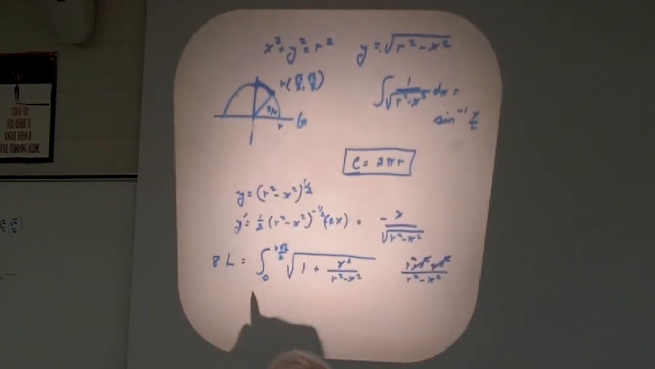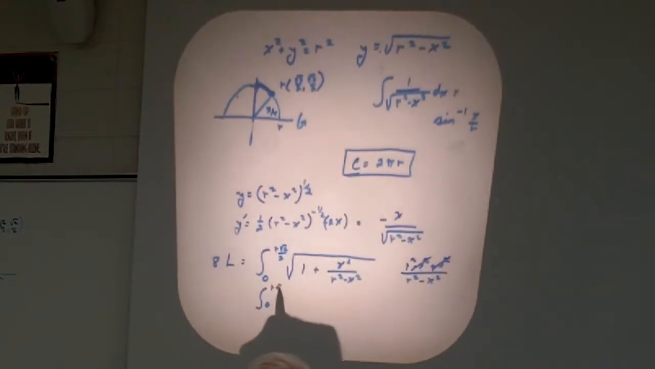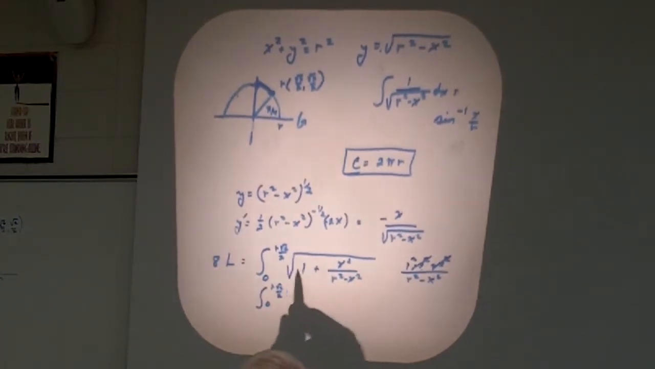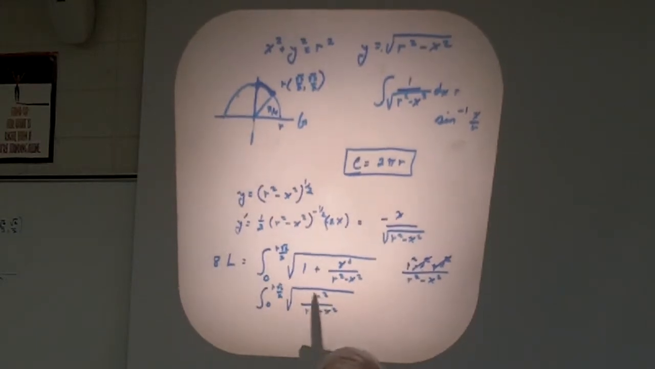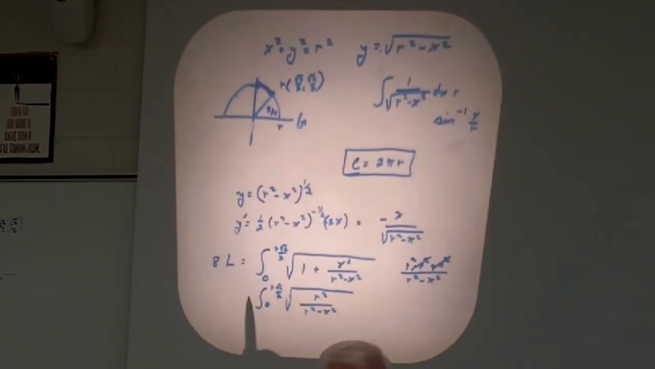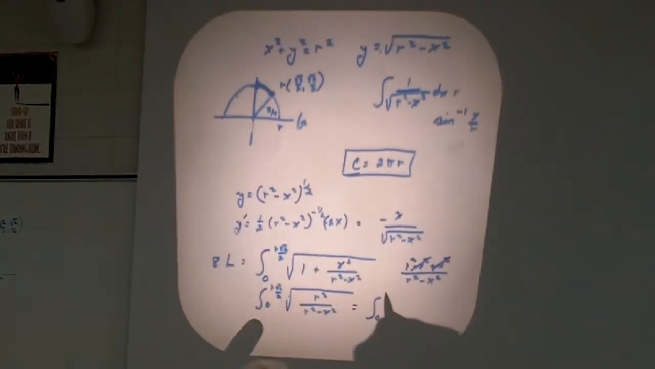So I will put another line here. This is going to still give me 0 to r square root of 2 over 2. And this whole quantity is going to be the square root of r squared all over r squared minus x squared. Now what happens here? This r squared can be taken outside of here, and I can dump it way out in the front. It's the square root of r squared, so that's going to be an r. So this is going to give me this, 0 to r square root of 2 over 2.